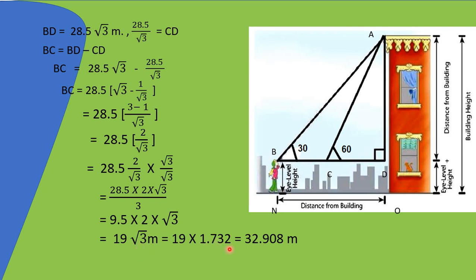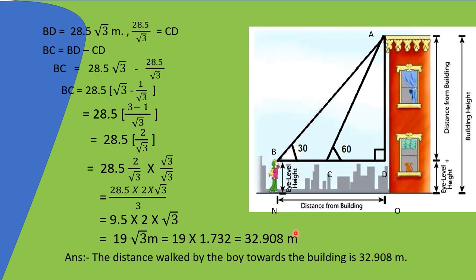I told you that you have to remember the value of root 3. So by putting this value and multiplying it by 19, we get 32.908 meter. Now we can say the distance walked by the boy towards the building is 32.908 meter. From this point he observes the top of the building at an angle of 60 degree.